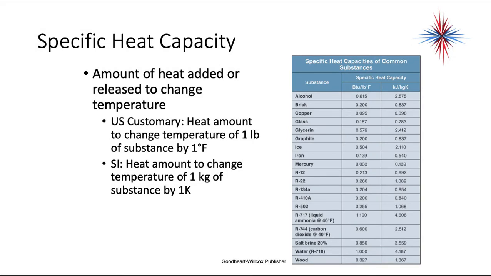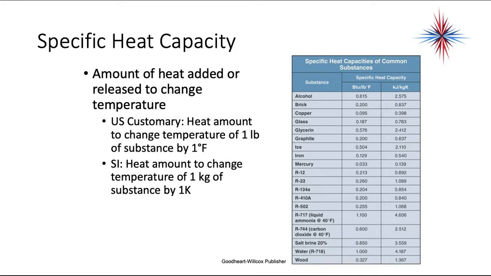Specific heat capacity is the amount of heat added or released to change temperature. Okay, in the US, it's based on the amount of heat to change temperature of 1 pound of a substance by 1 degree Fahrenheit. For international units, it's the heat amount added or removed to change temperature of 1 kilogram of the substance by 1 Kelvin.